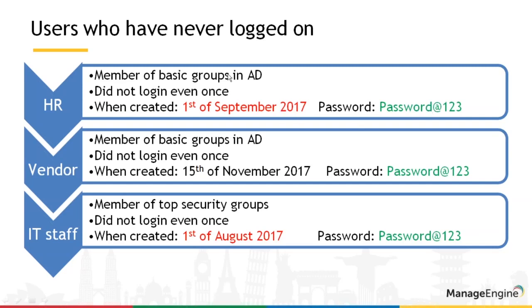All right. The user, as part of a basic group, has not logged in even once. The account was created sometime back in September, which is now more than 2 months ago, and the account is still in an enabled state in Active Directory. So the account is vulnerable. Similarly, the IT staff account was created somewhere in August, and it has not logged in even once. But this account is a member of top security groups like domain admins, schema admins, etc. So it is very important for you to query or find out whether there are any such users who have never logged on in your Active Directory infrastructure, and at least quarantine them.